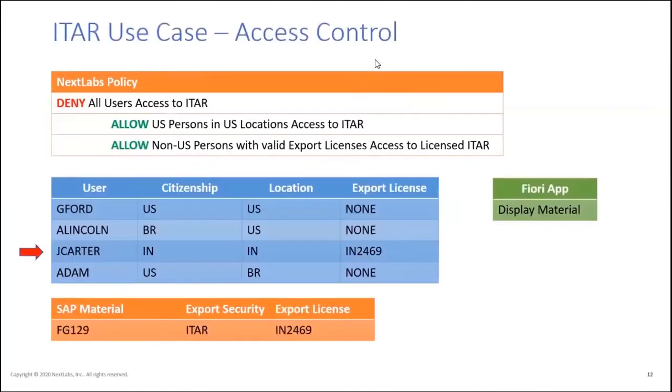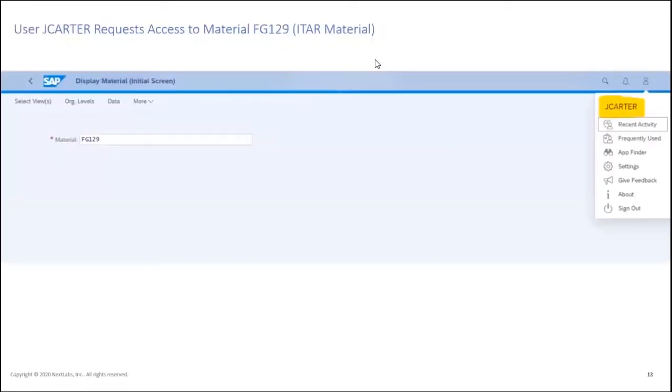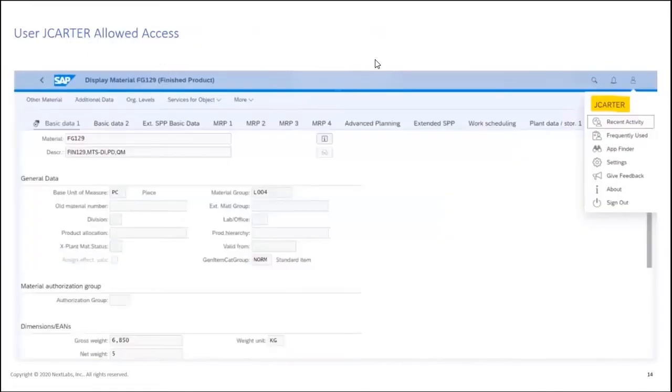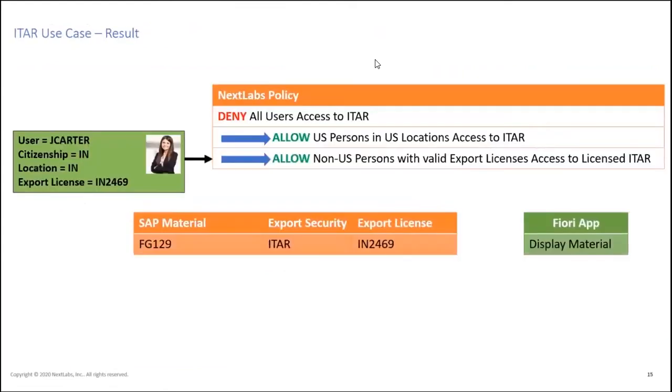The third user, J. Carter, in this case, is an Indian citizen residing in India. However, they do have the export license IN2469, which is associated with the SAP material FG129. Thus, when J. Carter enters the SAP Fiori app and requests access to the FG129 file, they are allowed access because they satisfy the second exception rule, despite not being a US citizen or residing in the US.